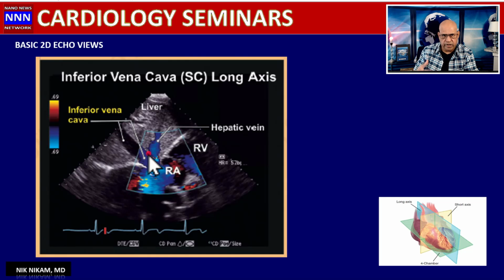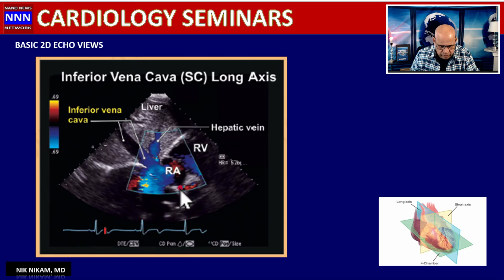We ask patients to take a deep breath and sniff to see if the inferior vena cava collapses. If the inferior vena cava does not collapse more than 50%, we may be dealing with a patient with volume overload, cardiac tamponade, or constrictive pericarditis, and a whole host of conditions that interfere with the flow of blood from the vena cava into the right atrium.